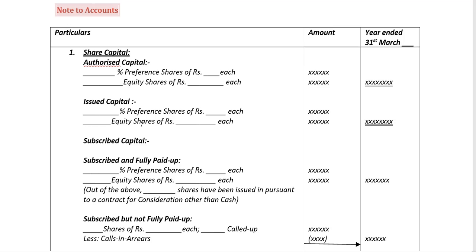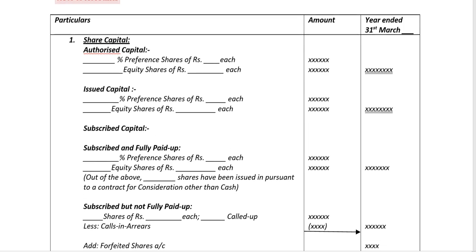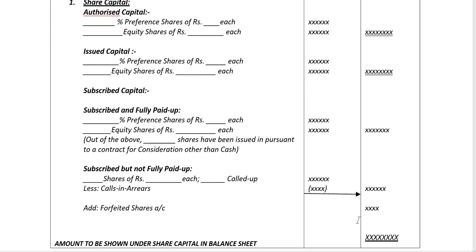And then we will go on to the subscribed capital. The subscribed capital is divided into two. The first part is subscribed and fully paid up. The second part is subscribed but not fully paid up. And finally, we will add forfeited shares account. We will see the meaning of this later when we do the topic of forfeiture of shares. And this is the amount to be shown under share capital in the balance sheet.